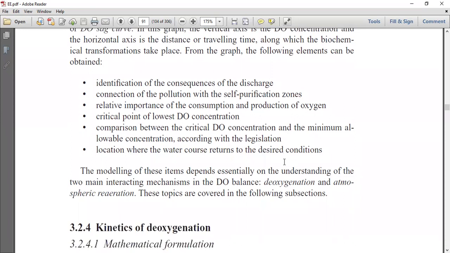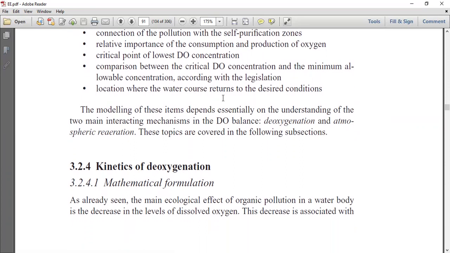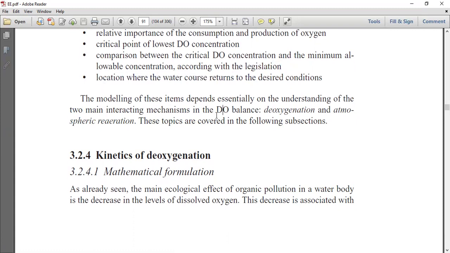Identification of the consequences of the discharge, connection of the pollution with the self-purification zone, relative importance of the consumption and production of oxygen, critical point of the lowest DO concentration, comparison between the critical DO concentration and the minimum allowable concentration according to the legislation, and the location where the water course returns to the desired condition. The modeling of these items depends essentially on the understanding of the two main interactive mechanisms in the DO balance, deoxygenation and atmospheric reaeration. This topic is covered in the following subsection.